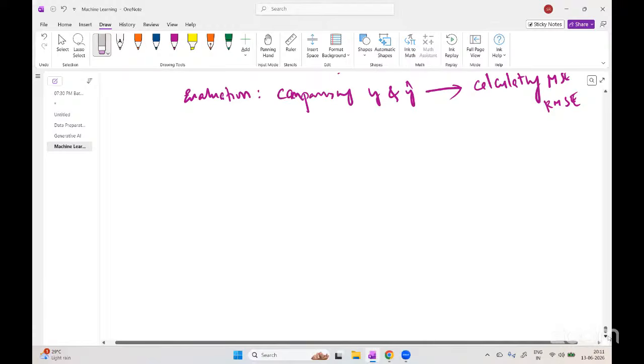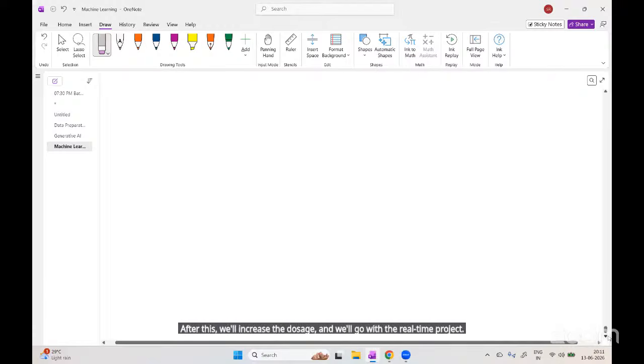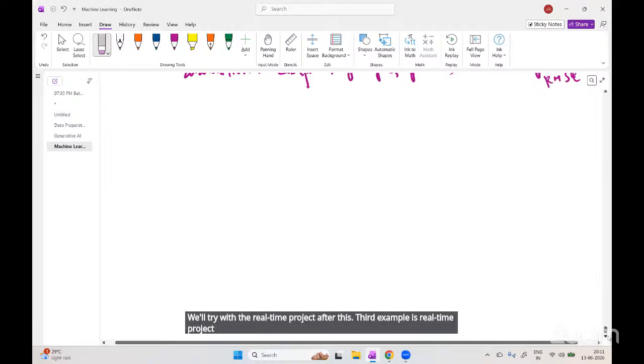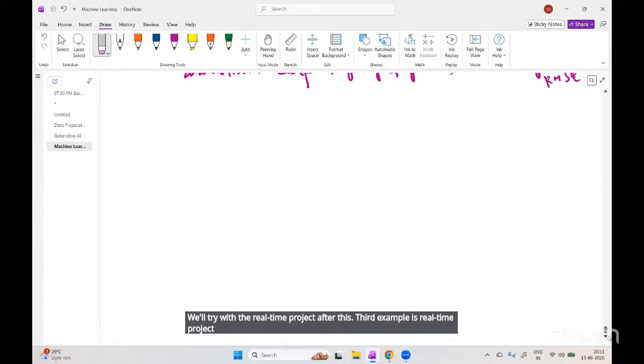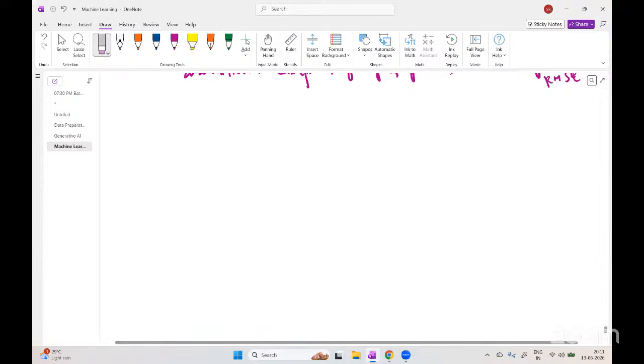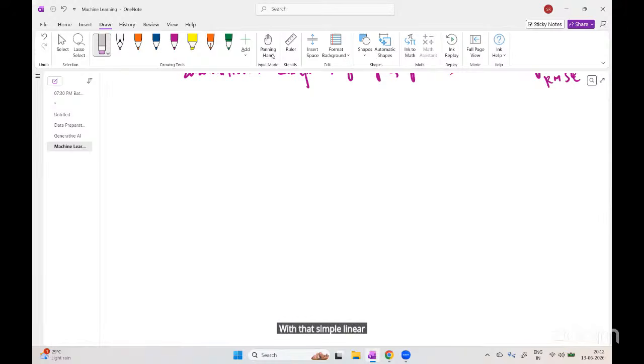After this, we'll increase the dosage and we'll go with the real-time project. Third example is the real-time project. With that, simple linear regression will be completed. Later, we'll go with the multiple.